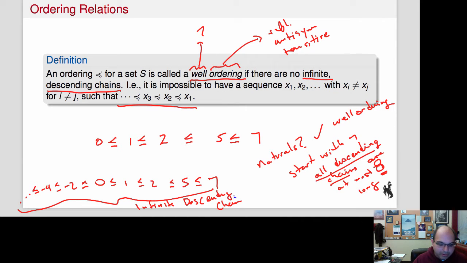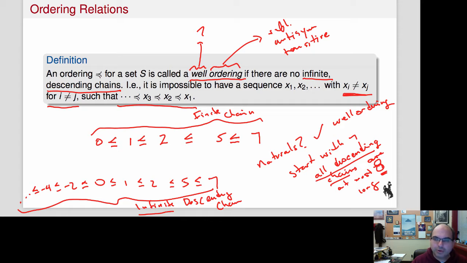Now, I want to be clear. 1 less than or equal to 1, less than or equal to 1, and so on, is not an infinite descending chain. It's not actually descending; it's staying in place. That's why we have this rule: x sub i is not equal to x sub j when i is not equal to j. Keep that in mind, otherwise you'll come up with counterexamples that aren't quite right. So here, this is a finite chain. Here is an infinite descending chain.